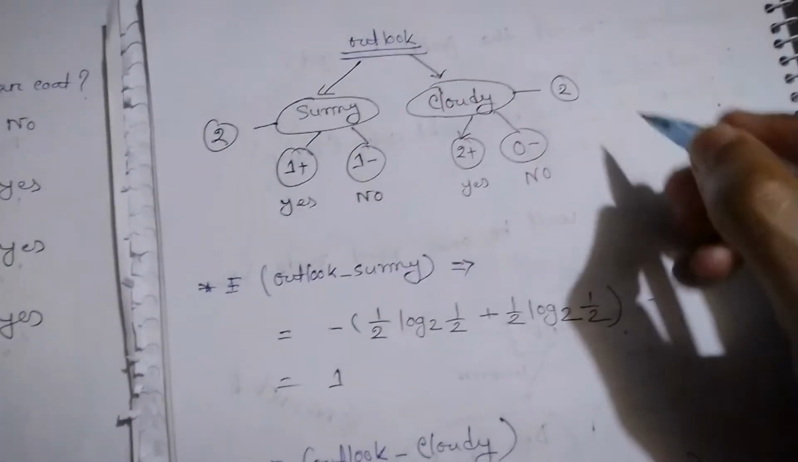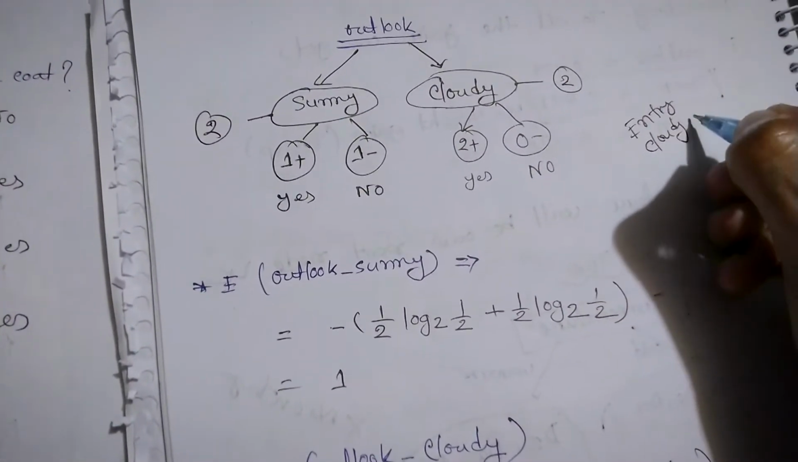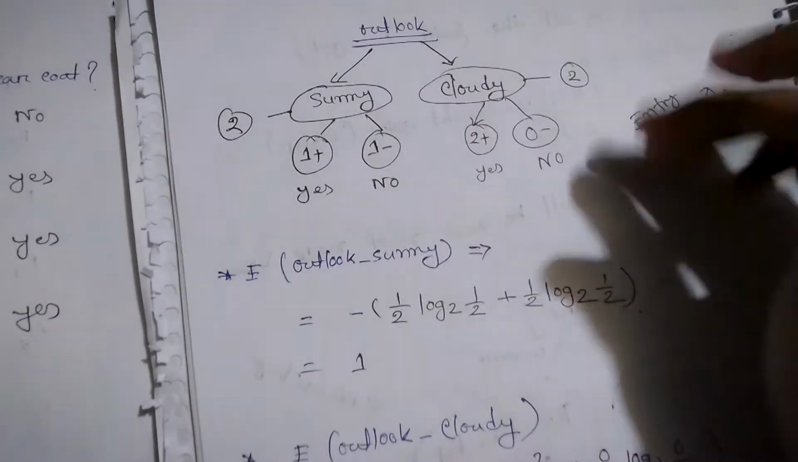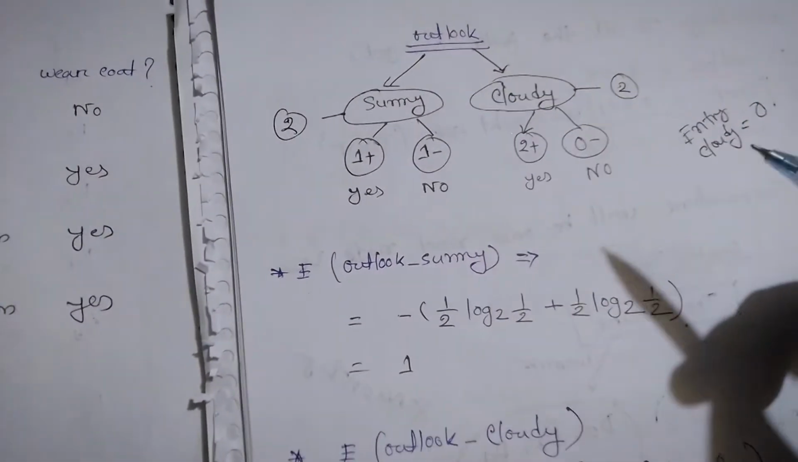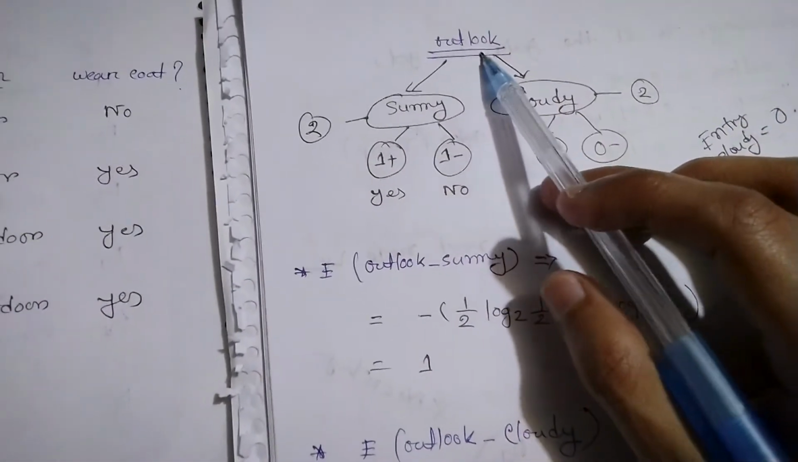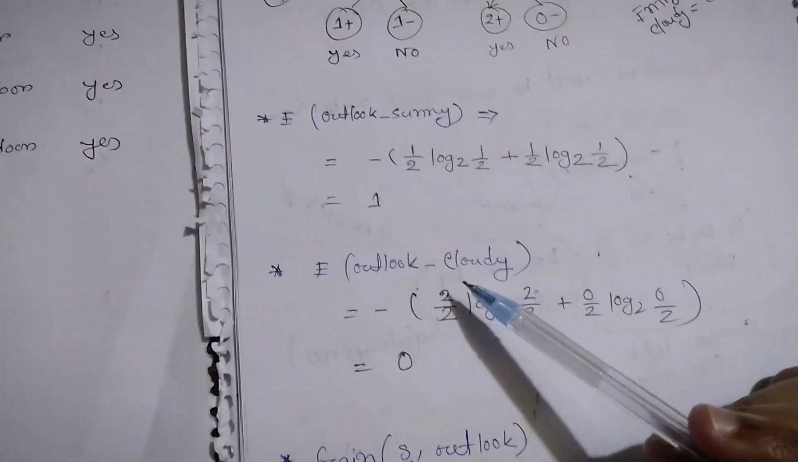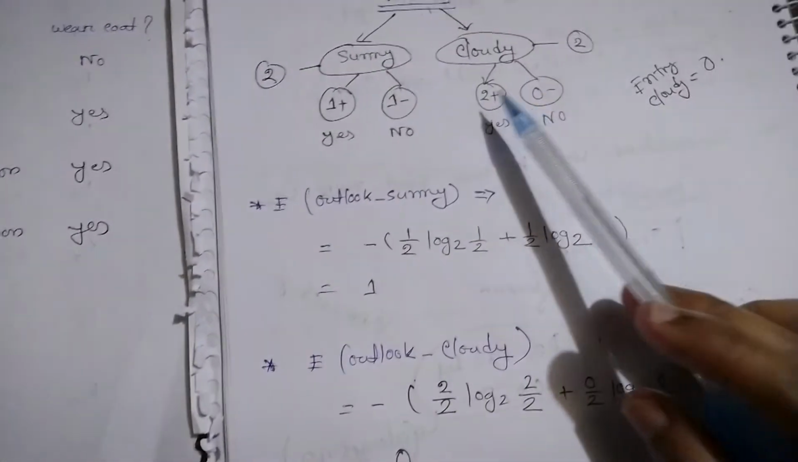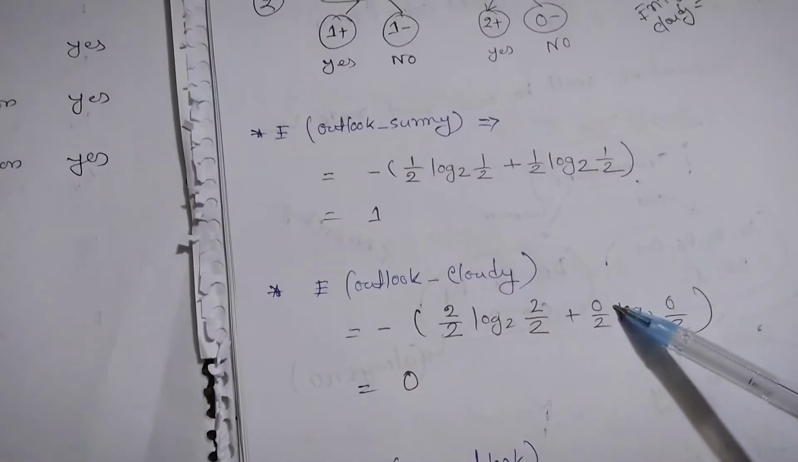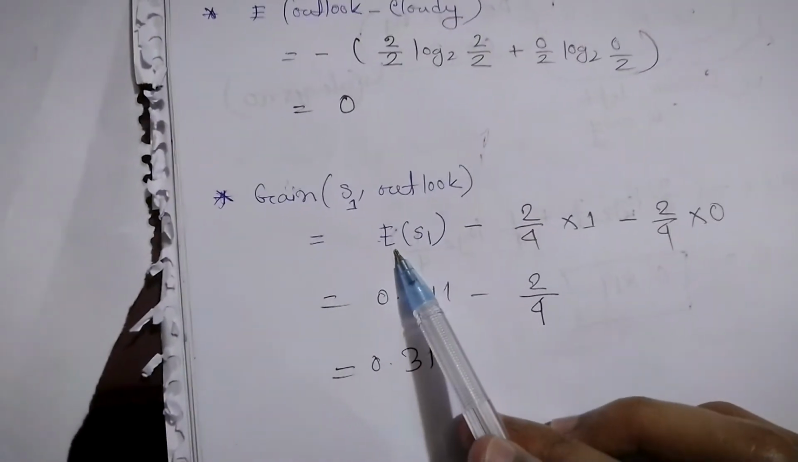So our entropy for cloudy is 0. There is no problem with it. When our Outlook is cloudy, you are going to write code for sure. So its probability is 2 by 2 log 2 of 2 by 2, because there are 2 items and both of them are yes. Plus 0 possibility of no, so 0 by 2 log 2 of 0 by 2, which is 0. So in this case you will find E of S1.